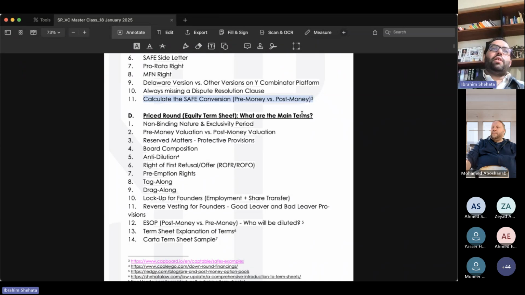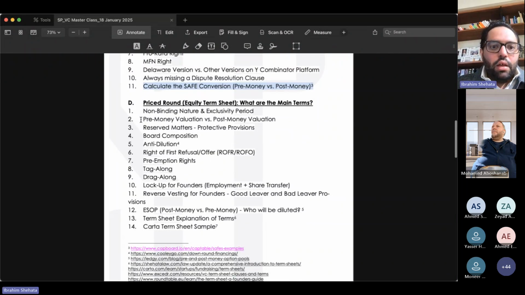It has some clauses that are binding, mostly confidentiality, the exclusivity period, something relating to the governing law and the dispute resolution clause, and the notices clause, but that's basically it. Okay. There are some terms in the term sheet that need to be explained a little bit.